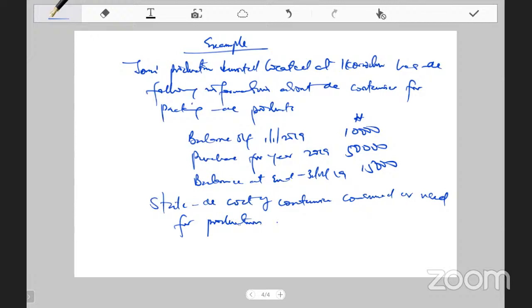So class, pardon me, my handwriting is trying to get itself. Jomi Production Limited, located at Ikorodu, has the following information about the container for packing the product. Balance brought forward 1st January 10,000. Purchase for the year 50,000. Balance at end 15,000. So class, what is the cost of the container consumed or used for the production? Answer please. 45,000.